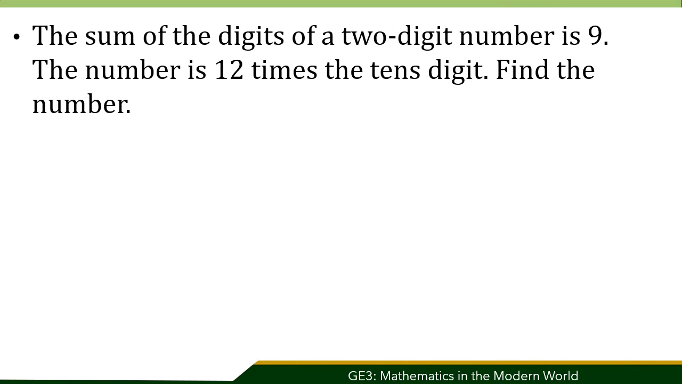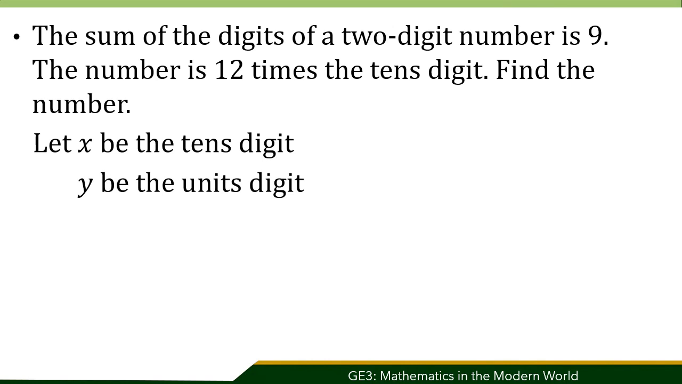So now let us try to solve a digit problem. The sum of the digits of a two-digit number is 9. The number is 12 times the tens digit. Find the number. So make representations. Let x be the tens digit and y be the units or the ones digit. So the number can be represented as 10x plus y because x is the tens digit and y is the ones or the units digit.